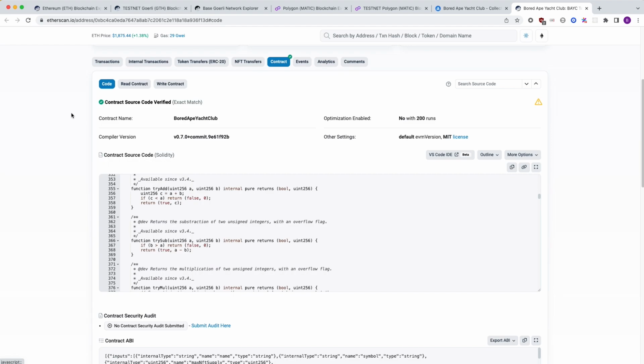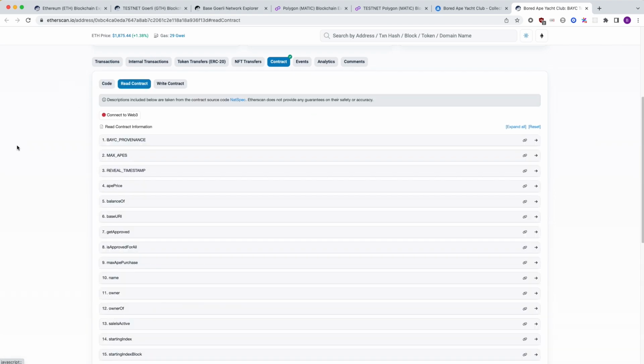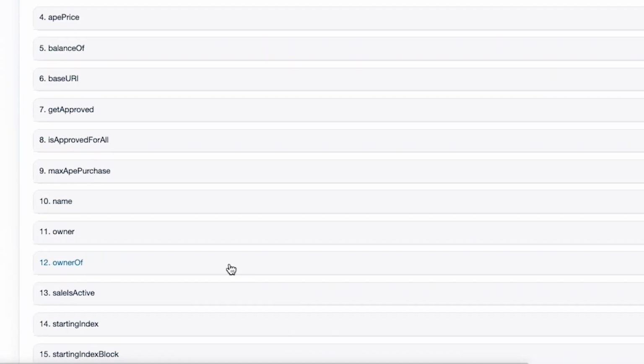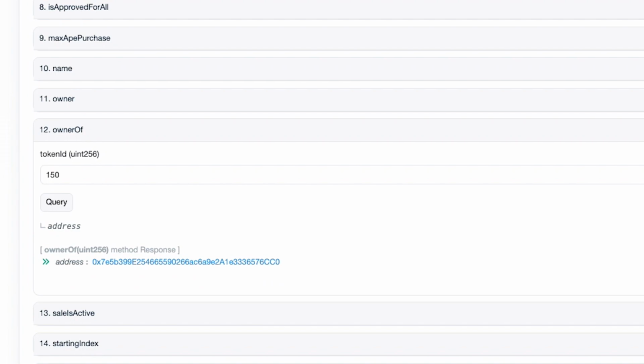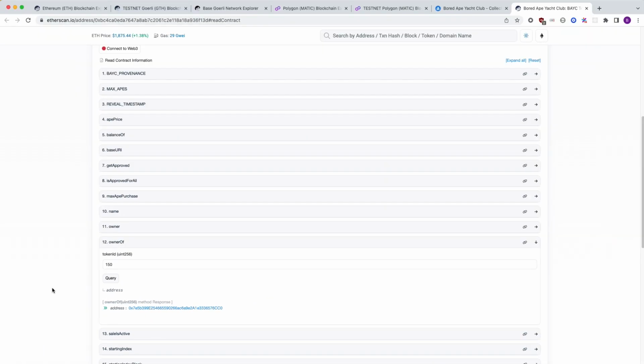You can also interact with the contracts directly through Etherscan in a similar way to how you might have been doing with Remix. If we go to the Read Contract tab, we'll see a list of functions that are public, and we can interact with them. For example, this is an ERC 721 contract, so it implements ownerOf, and we can find out which address is the owner of any particular number that we pick. And we can see the owner of token number 150.